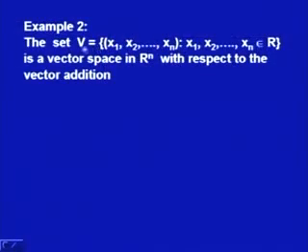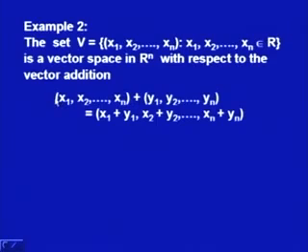So we'll have V. The set V consists of n-tuples of real numbers. So it is (x1, x2, ..., xn), where all these belong to R. Then this is a vector space in Rn with respect to vector addition. So, how do we define vector addition in this? We will have (x1, x2, ..., xn) plus (y1, y2, ..., yn) is equal to (x1 plus y1, x2 added to the second component, x3 added to the third component, ..., xn added to the last component yn). So, that is how we define vector addition.